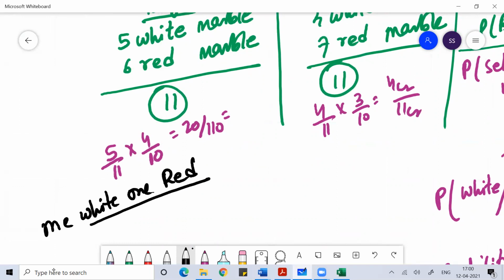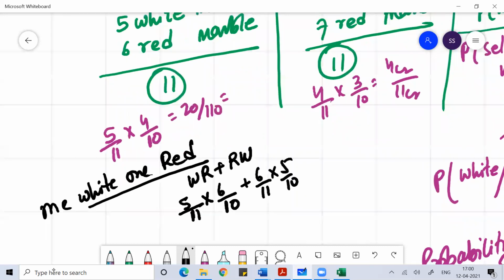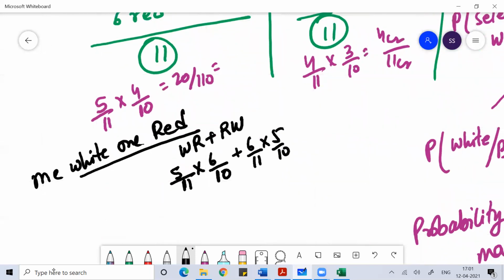Very simple. First marble white, then red. It can be white red or it can be red white. I hope you understand. So white red is 5 by 11 into red one is 6 by 10, or it can be 6 by 11 into 5 by 10. So 5 by 11 into 6 by 10 is 30 by 110. This is 60 by 110. This is 6 by 11.